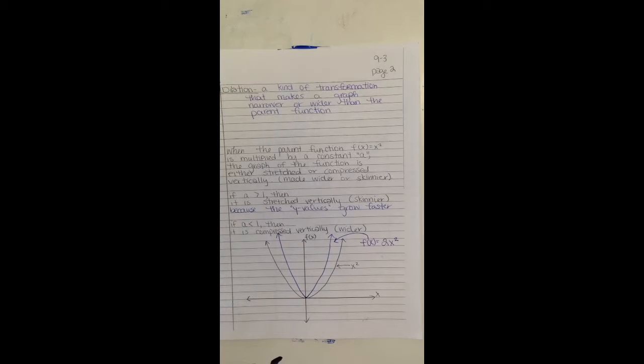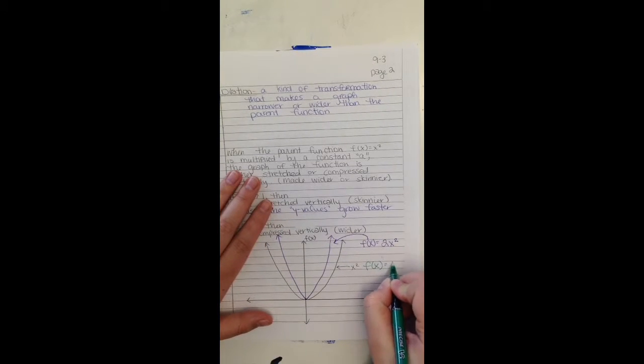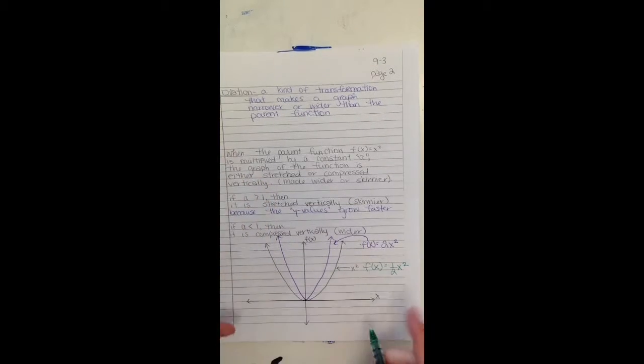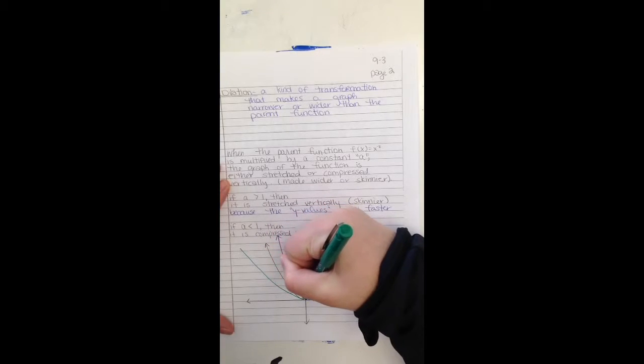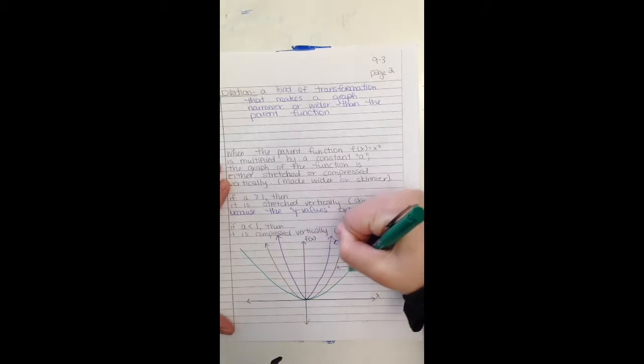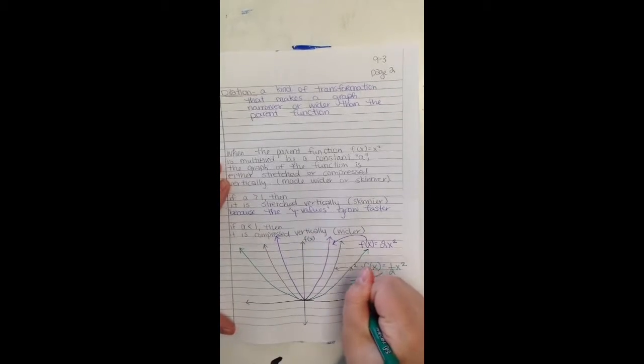Now if it's multiplied by a fraction smaller than 1, now 3/2 is a fraction, but it's bigger than 1, so it would still do this. But smaller than 1, so like 1/2, it will get wider. So it will do this. It will still go through the origin, but all the other points will be made wider. Okay?